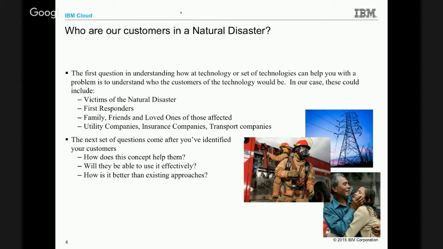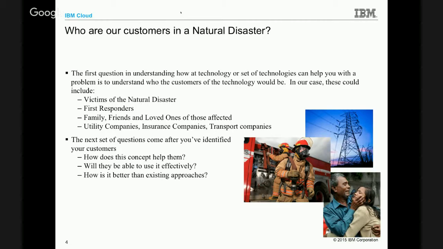Think about firefighters, police, different people who are there to help in the event of a natural disaster of some sort. Anything that you can do to help their job become easier or to give them more information that they need to be more effective at their job is also fertile ground for any ideas that you might have. Another one that's not quite as obvious is the family, friends, and loved ones of those who are affected.